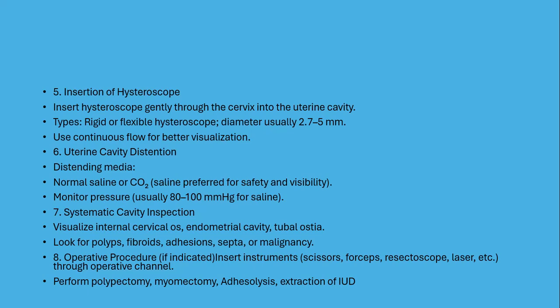7. Systematic cavity inspection. Visualize internal cervical OS, endometrial cavity, tubal ostia. Look for polyps, fibroids, adhesions, septa, or malignancy. 8. Operative procedure. If indicated, insert instruments, scissors, forceps, resectoscope, laser, etc., through operative channel. Perform polypectomy, myomectomy, adhesiolysis, extraction of IUD.